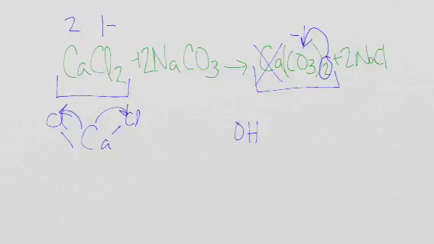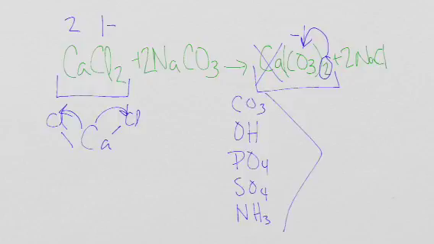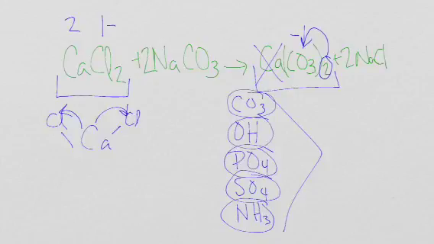You'll see that other polyatomic ions include hydroxide, which you just learned about for acids and bases, PO4, which is phosphate, SO4, which is sulfate, and NH3, which is ammonia. These guys here are your polyatomic ions. So they're treated as one actual element. They have one charge for the whole molecule.